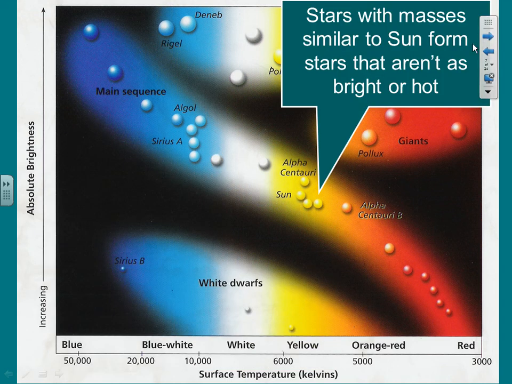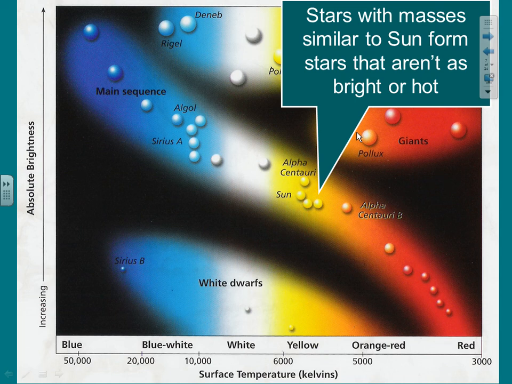So, stars with masses that are similar to our sun: not as bright, not as hot. Why? Because they don't have as much what? What really determines where they end up on this diagram? Mass. The sun just doesn't have as much mass as some of those other stars. So, it's not as bright, not as hot.